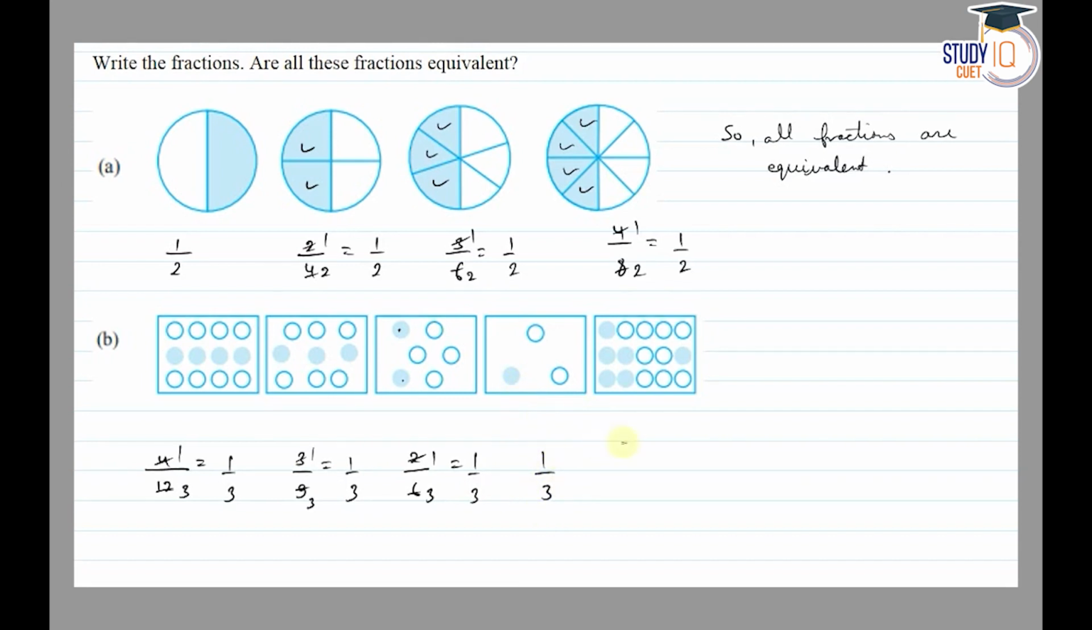So, 1 by 3. And next, 1, 2, 3, 4, 5, 5 3s are 15, so total 15 parts. And 1, 2, 3, 4, 5, 6, 6 parts are shaded. So simplify this, 3 2s are 6 and 3 5s are 15. 2 by 5. So fractions are 1 by 3, 1 by 3, 1 by 3, 1 by 3 and last 2 by 5. So this one is different.